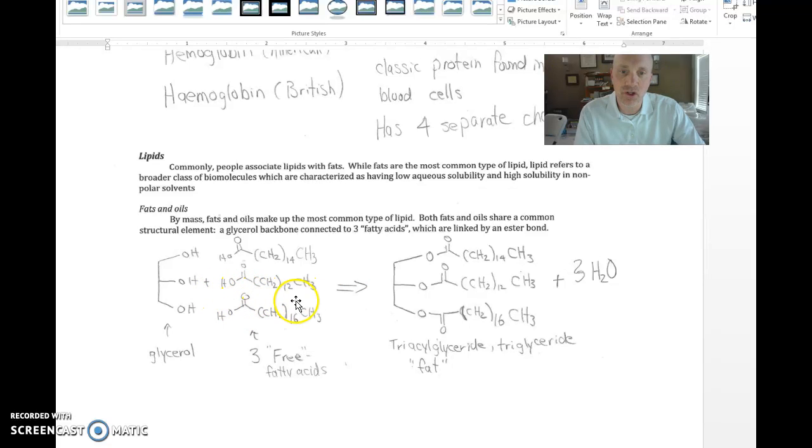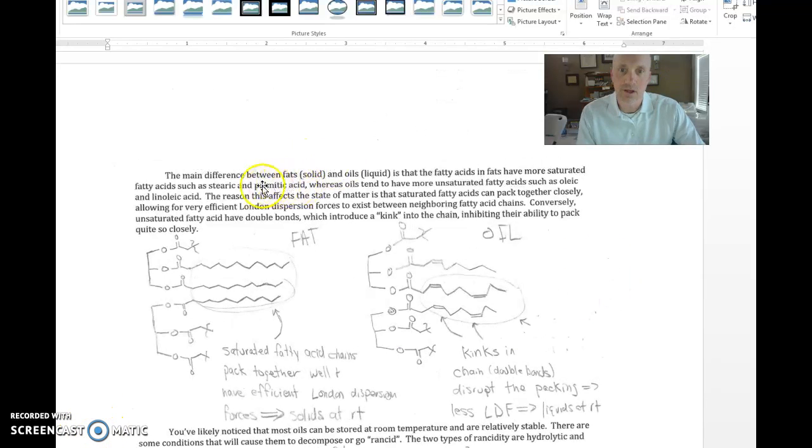That's why, in the reaction I've shown right here, we have 3 water molecules as a byproduct. So triglycerides can be broken down into what we call fats and what we call oils, and they're pretty similar.